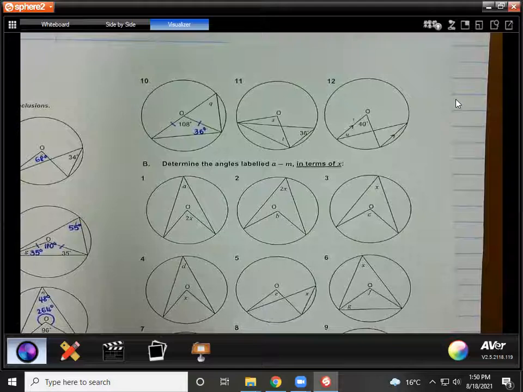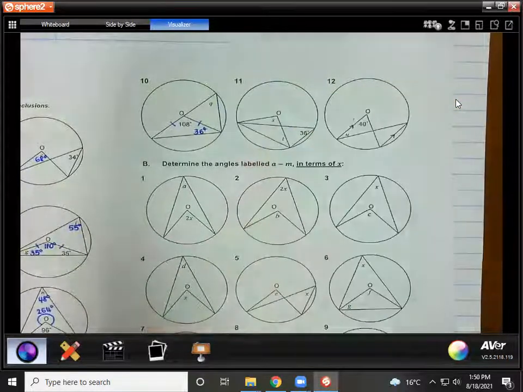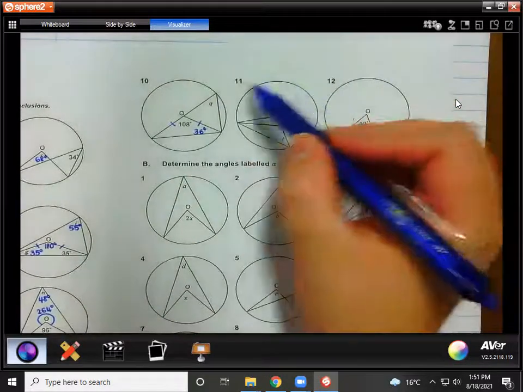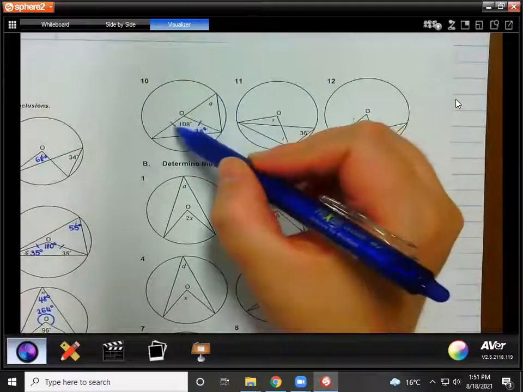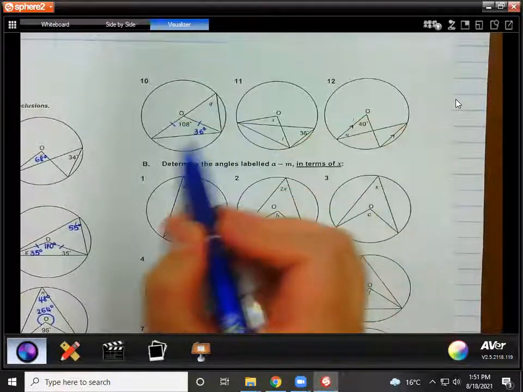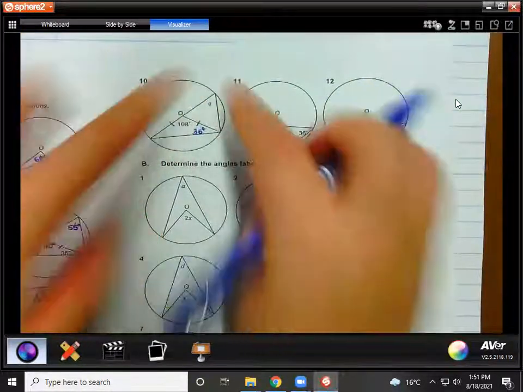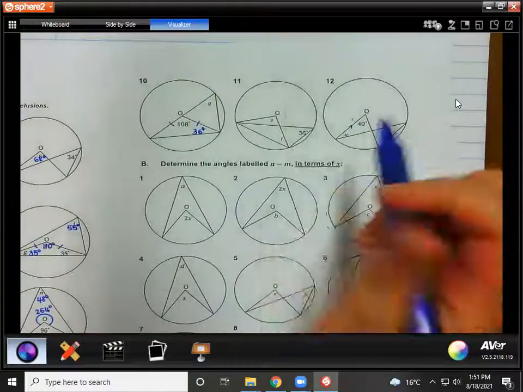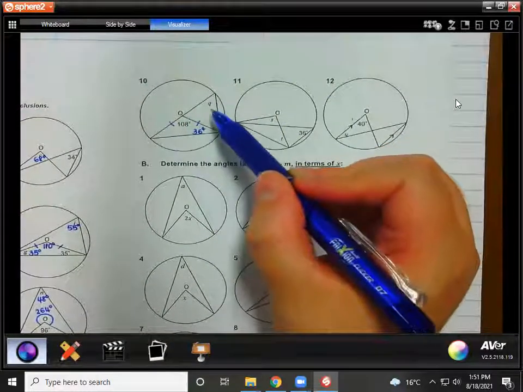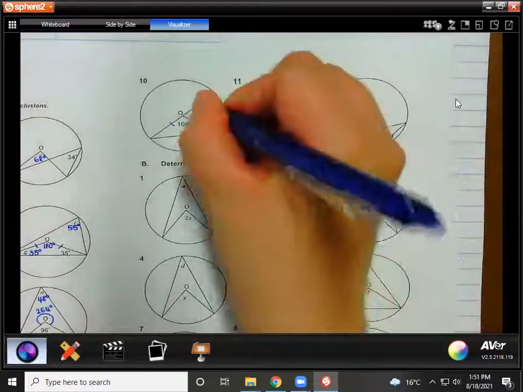Oh, sorry, we were actually supposed to get Q first. My bad. Q is the angle at the circumference, 108 is at the center, and they are subtended by the same chord, hey? Right? They're formed by lines coming from the same chord. So if that is 108, then Q has to be half of 108, which is 54.